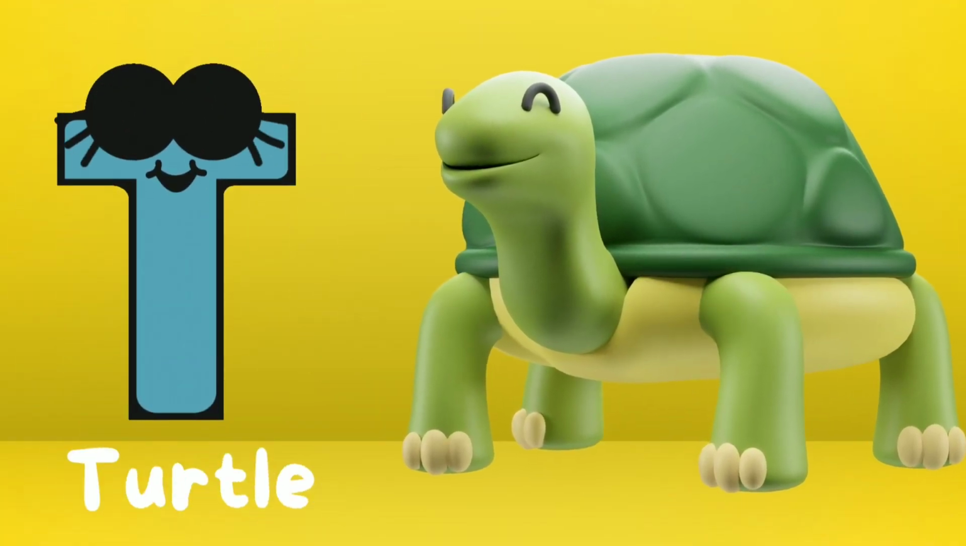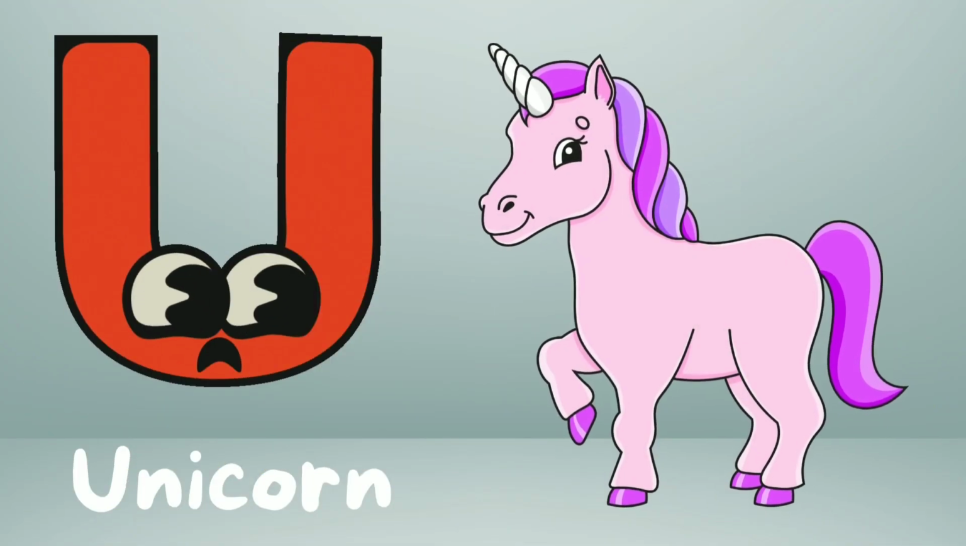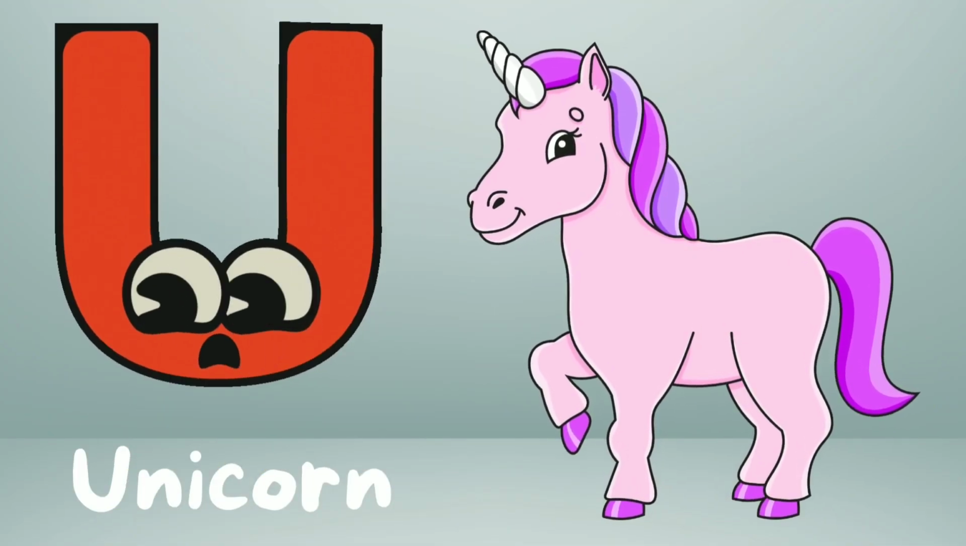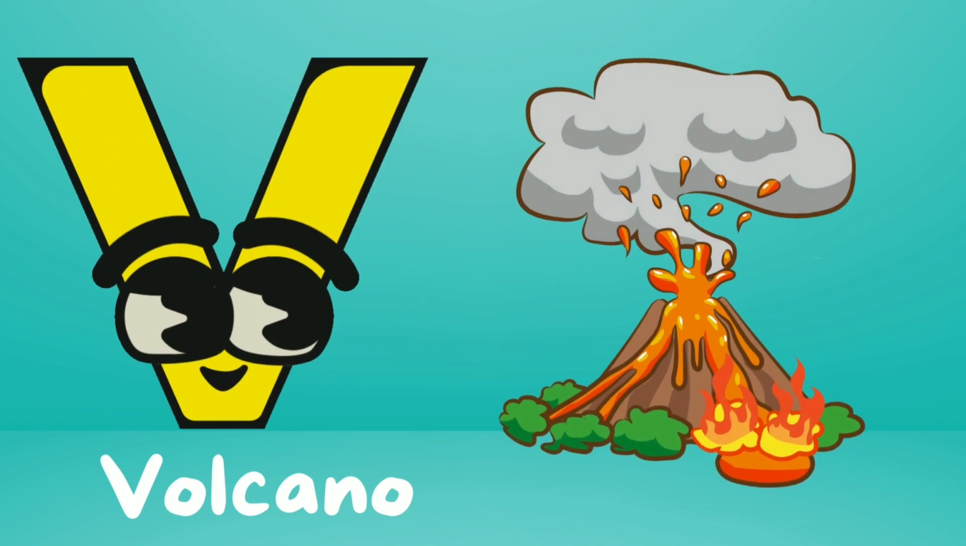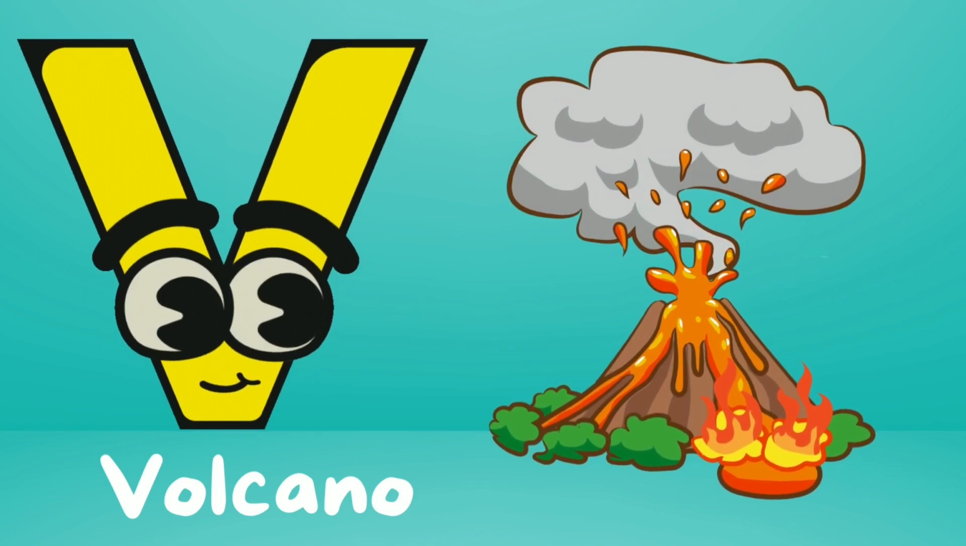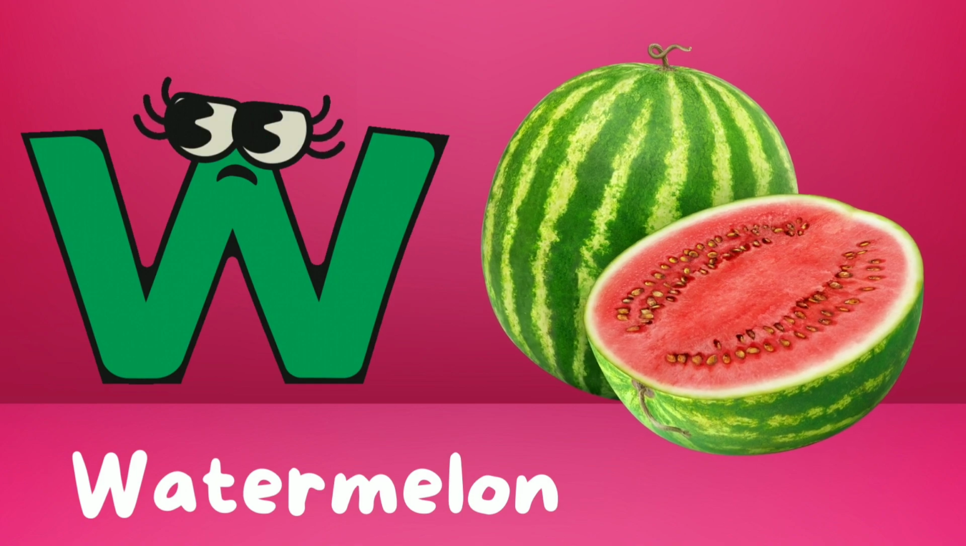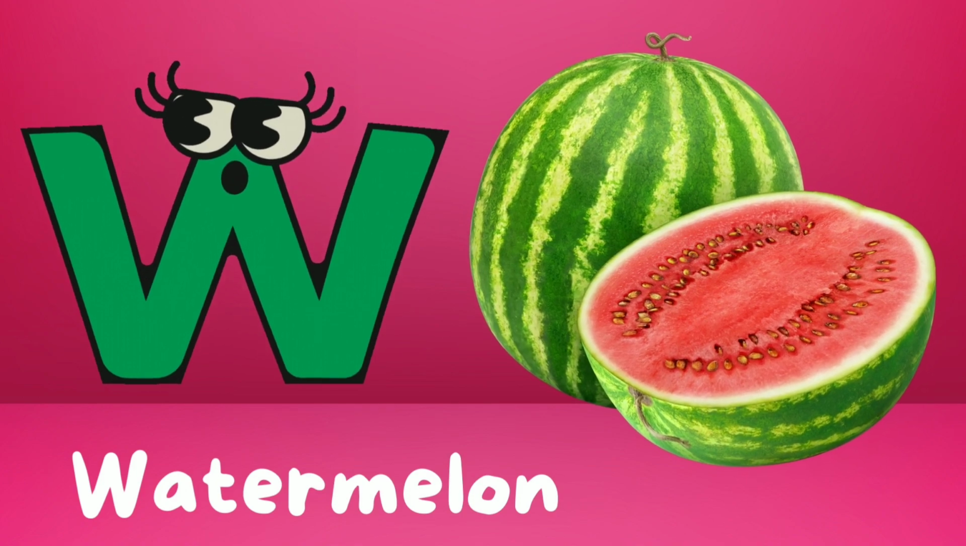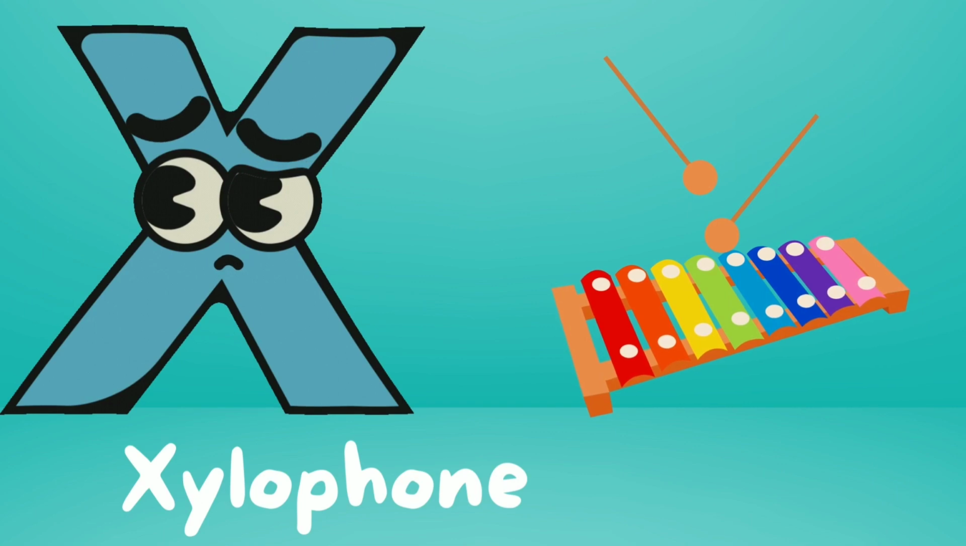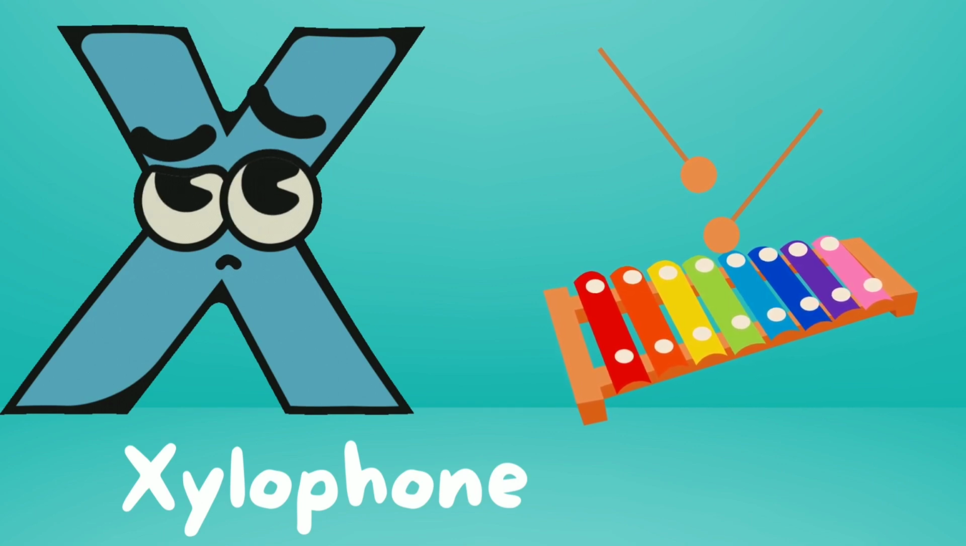U for unicorn, ding, ding, ding. V for volcano, ding, ding, ding. W for watermelon, ding, ding, ding. X for xylophone, ding, ding, ding.